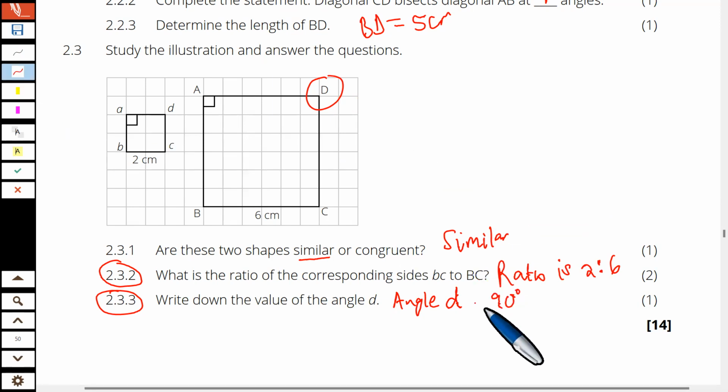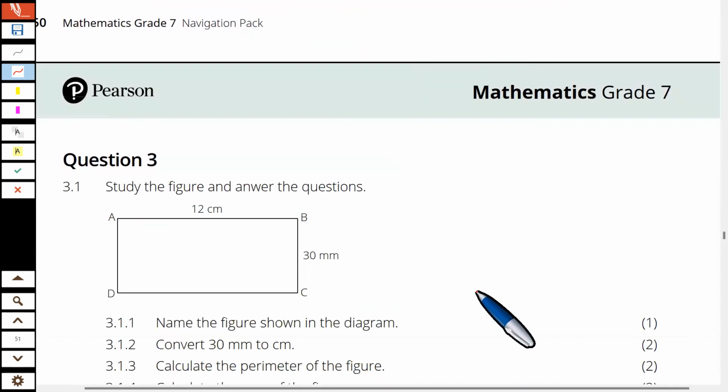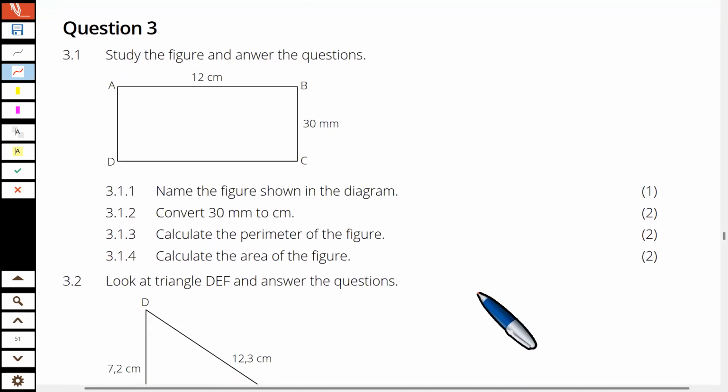Right, so if angle D is 90 degrees. Okay. Let's look at question 3. Study the figure and answer the questions. Name the figure shown in the diagram. What do you think the name is of that shape? Rectangle. Most definitely. So the shape here is a rectangle.